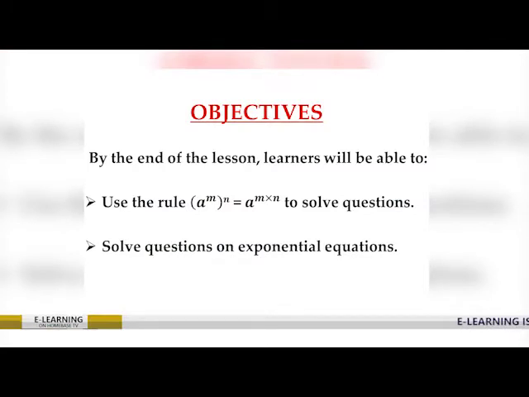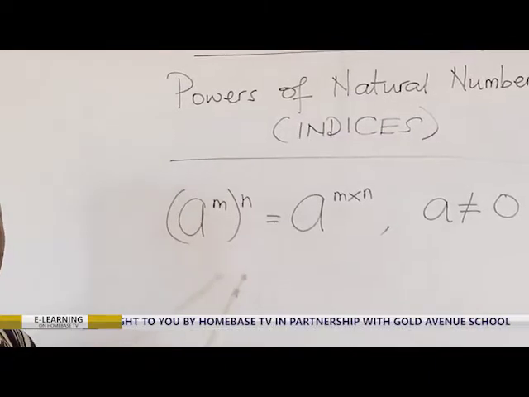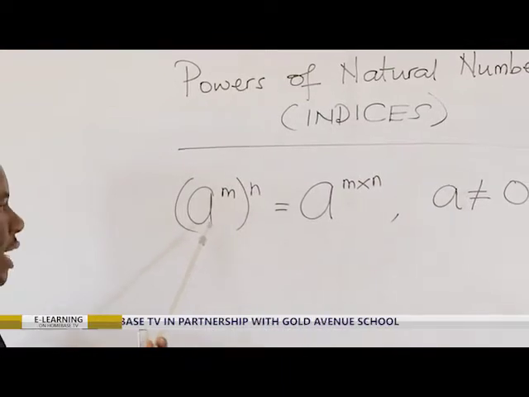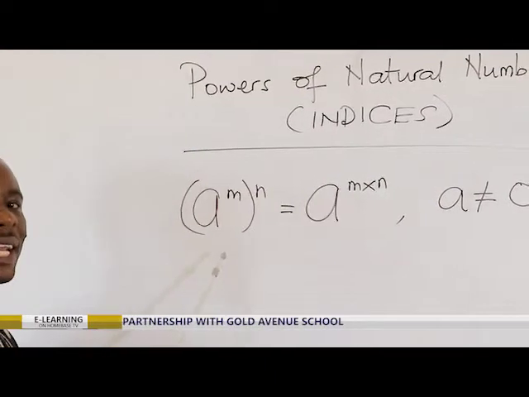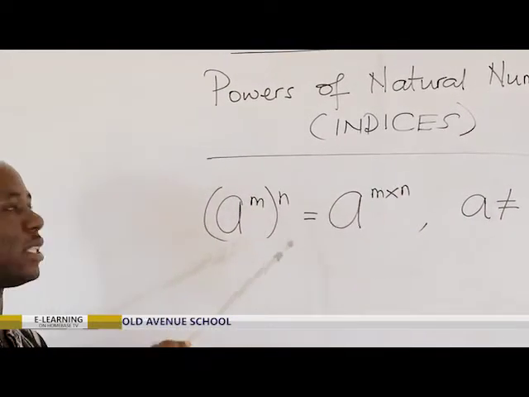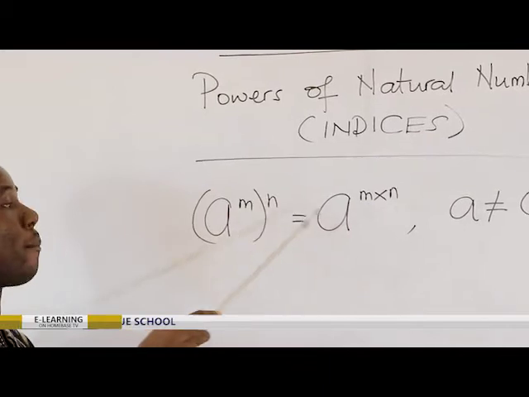Alright, so the first objective for today, this is the rule. Previously we talked of the product and the quotient rule, and we also talked about negative exponents and then the zero exponent. This property or rule also holds, very important. Whenever you have any power or number expressed in exponential form, and there is another exponent outside the bracket, what it means is that since bracket means multiplication, then the exponents are supposed to multiply.